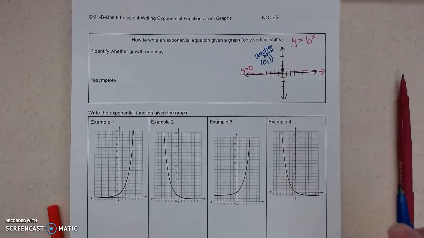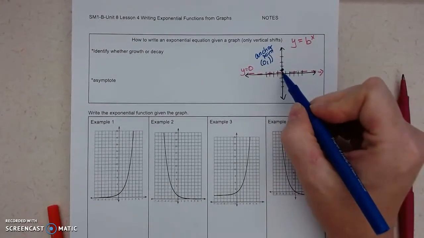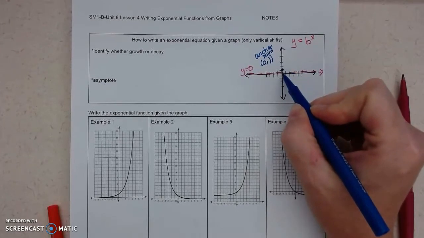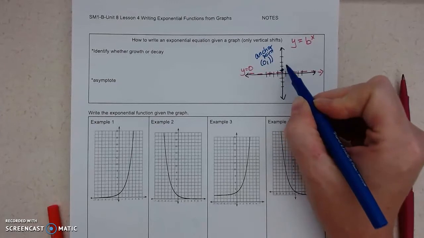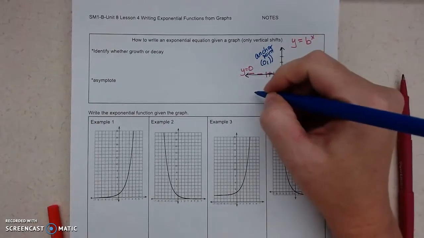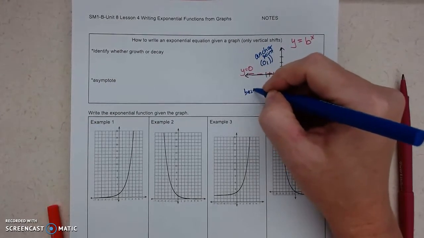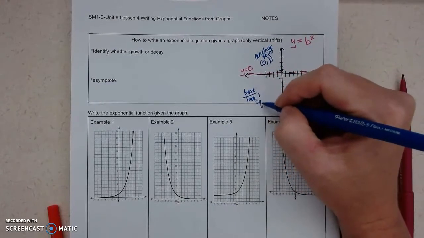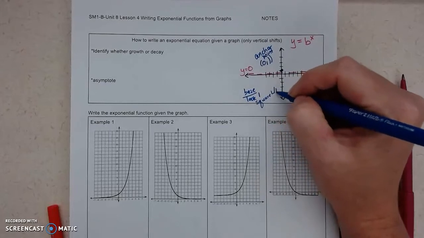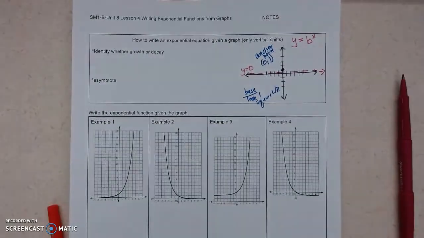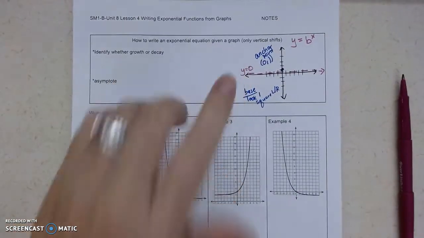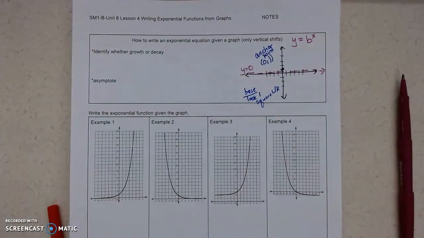To help find our base, let's say it's 2 to the x. If I plug in 1 for 2 to the x, I would get 2. If it's 3 to the x, 1 would give 3. So to find our base, we're going to look 1 square to the left or the right, and then that will help us find our base. All right, so we are only going to have vertical shifts and bases. There will be no left and right c value, so that's why these rules will work.